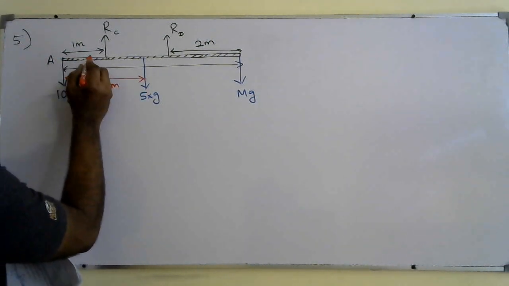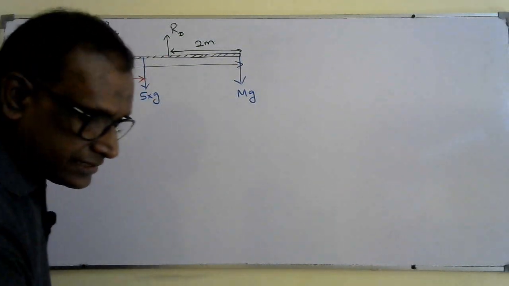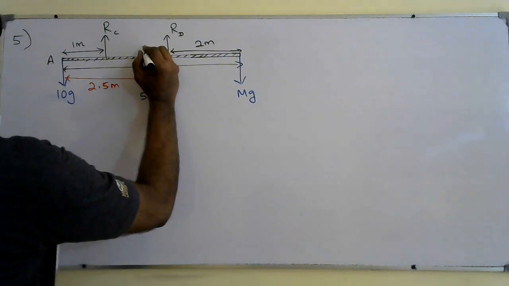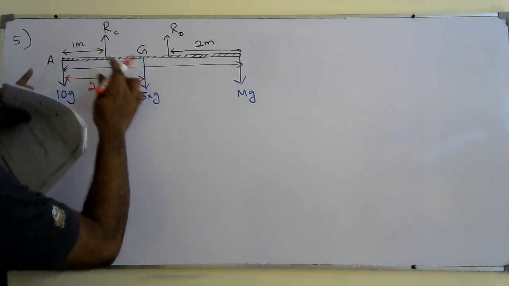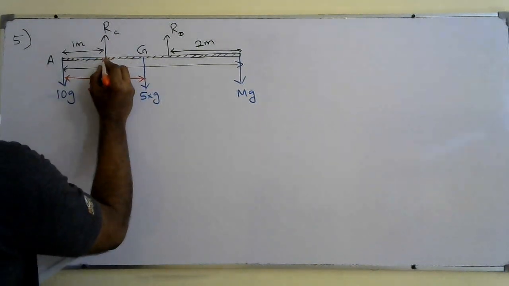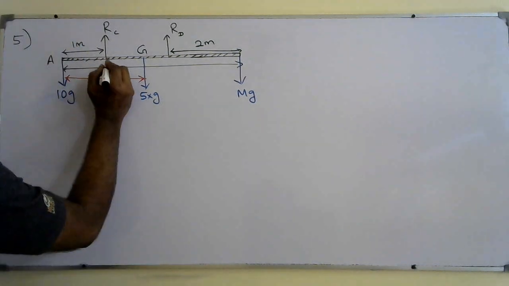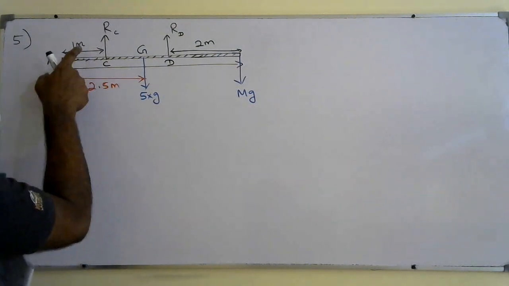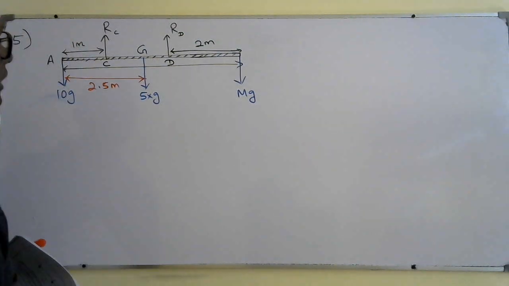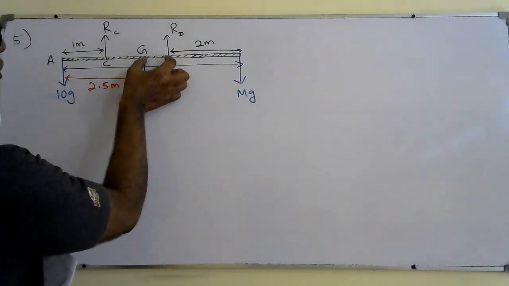That means this is 1 meter. Normally the center of mass is denoted by capital G, the center of gravity. This is 2.5, this is 1, and this point is named C, and this is point D. From C to G will be 2.5 minus 1, that is going to be 1.5. This is 2, so this is 2.5, this is 2, which means this is going to be 0.5.